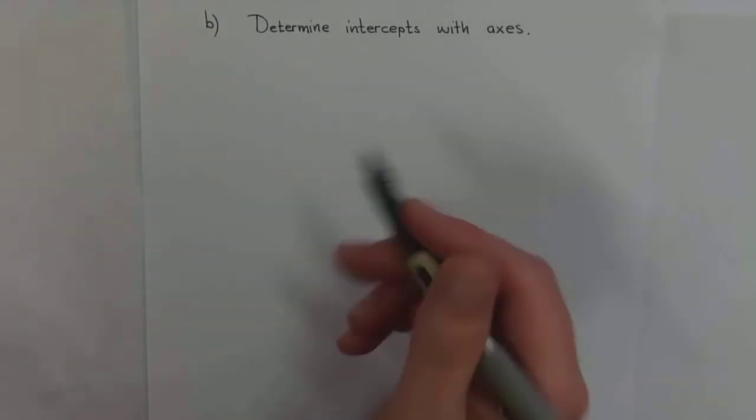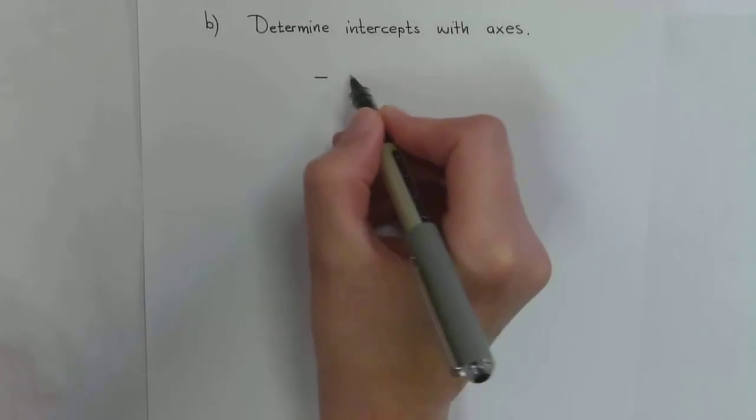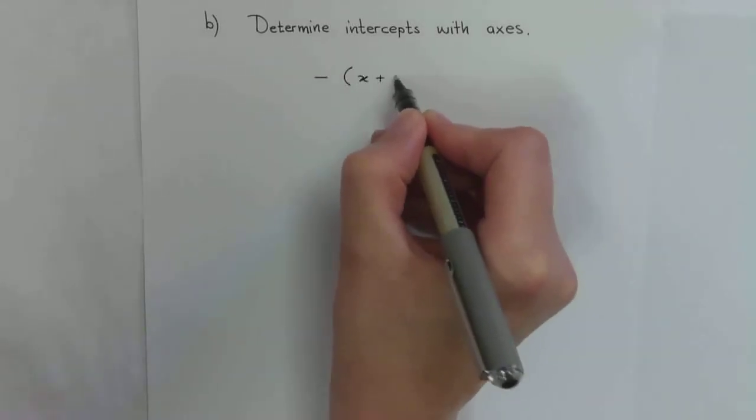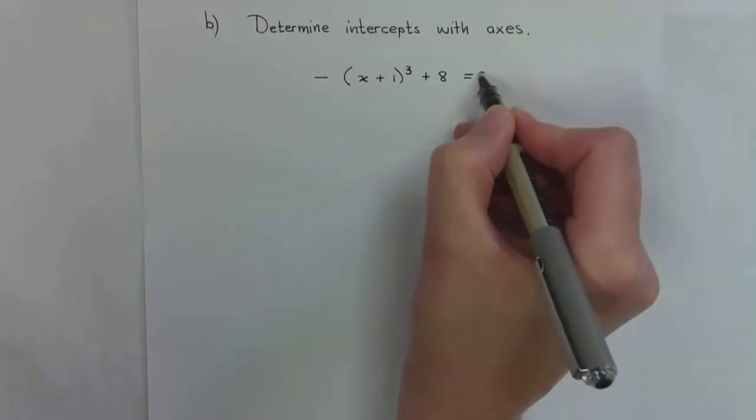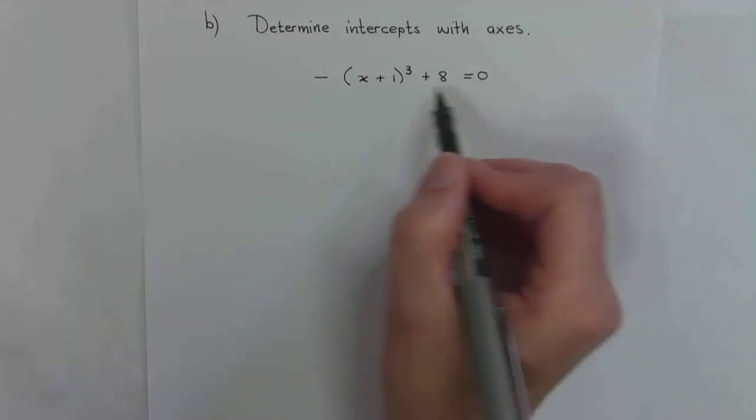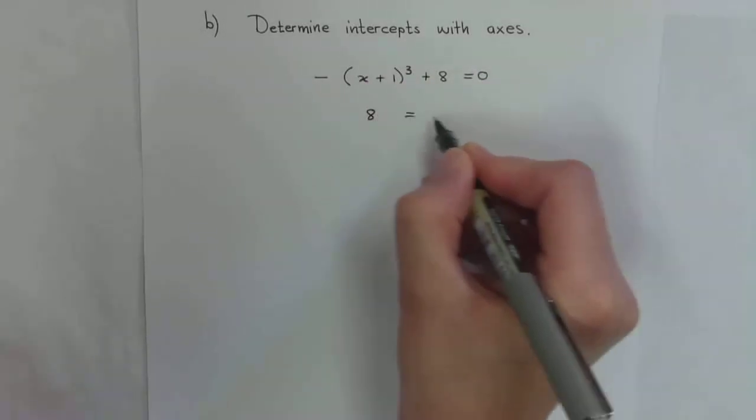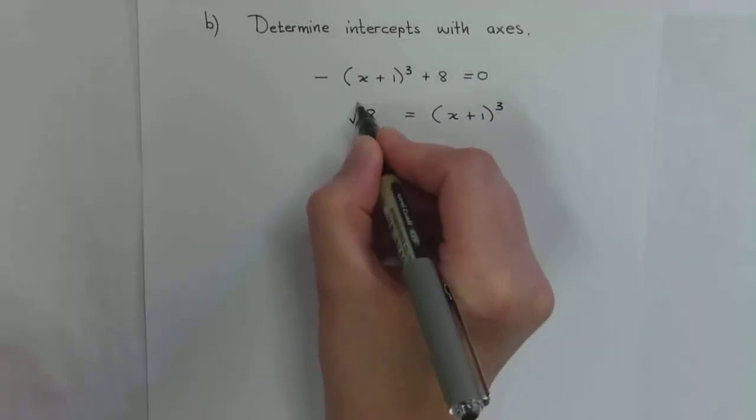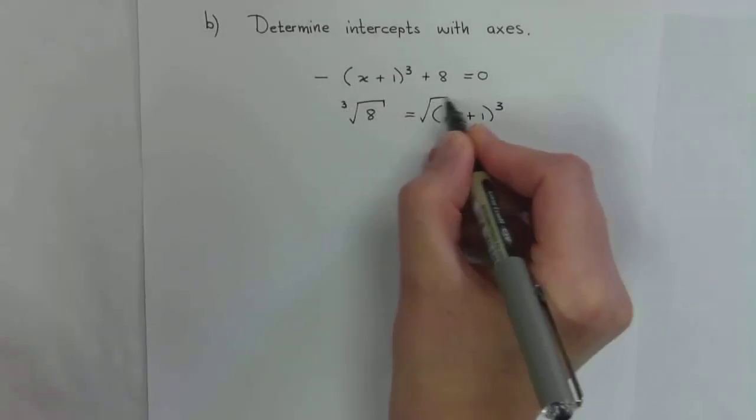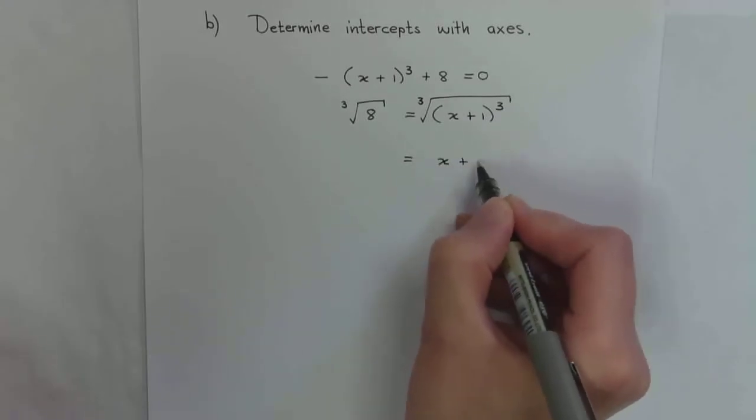Okay. Now, the next step in this example, they asked to determine the intercepts with axes. In order to determine the intercepts with axes, again, I'm going to set my equation, minus (x plus 1) cubed plus 8, equal to 0. And I'm using this format of the graph just because it's easier to solve this. Because I can then say 8 is equal to (x plus 1) cubed. There we go. And then I can use a cube root over there, and a cube root over there, which then means x plus 1 is equal to 2.